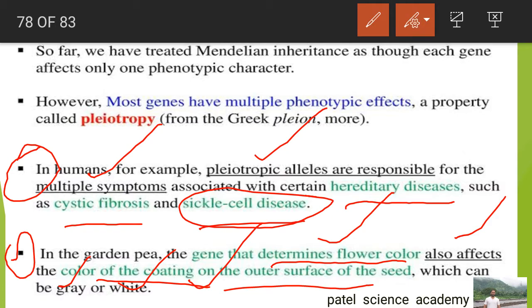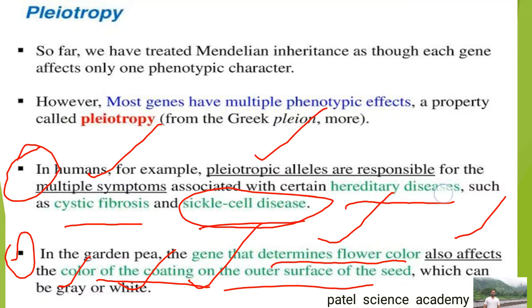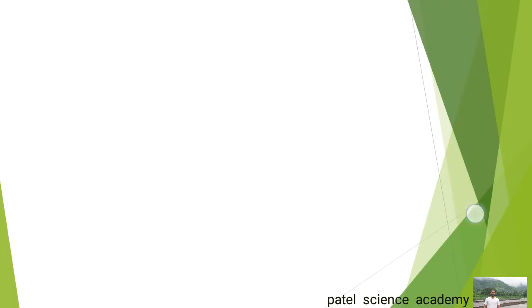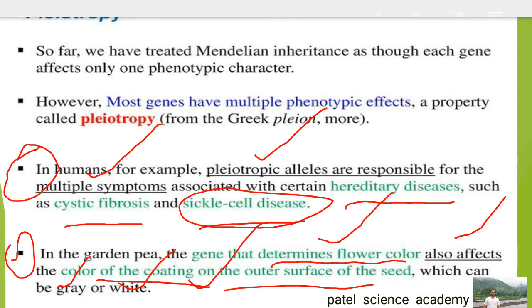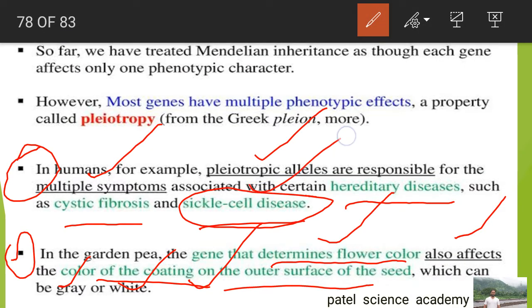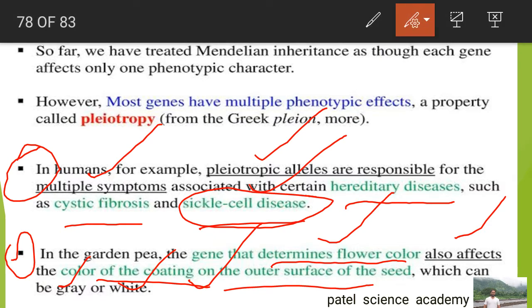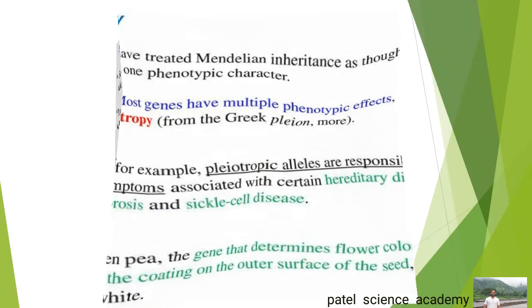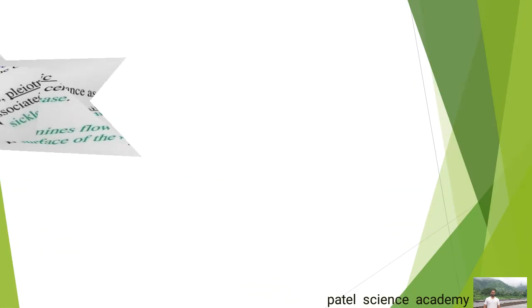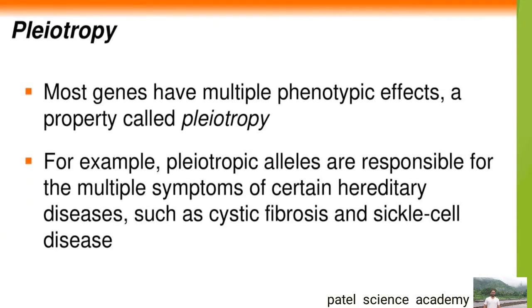As in human beings, we have sickle cell disease here. Why this sickle cell disease comes in human beings, we'll see here one by one. So dear students, let's see this sickle cell disease in human beings one by one, and how instead of 3:1, the 2:1 ratio comes there, we'll see in detail.